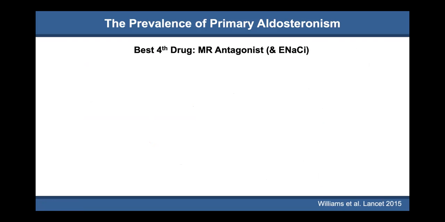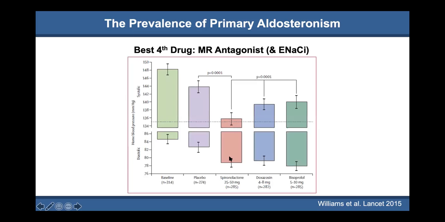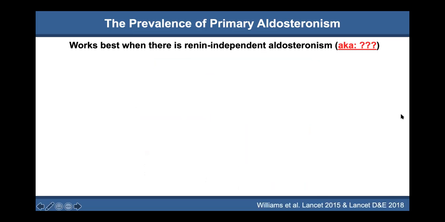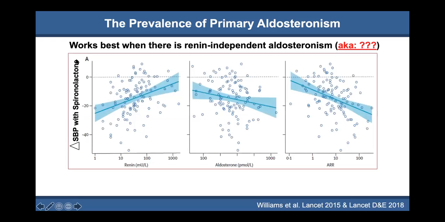The outcome of the study was that the best fourth-line medication was a mineralocorticoid receptor antagonist, and in a separate aspect of the study as well, an ENaC inhibitor, amiloride. Spironolactone lowered blood pressure much more than the alpha blocker doxazosin, the beta blocker bisoprolol, and placebo. But where did spironolactone work best? What you're looking at here is the drop in blood pressure with spironolactone in patients with resistant hypertension as a function of the log axis of renin, log axis of aldosterone, and the aldosterone to renin ratio.